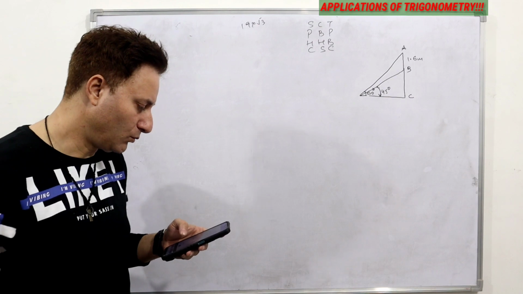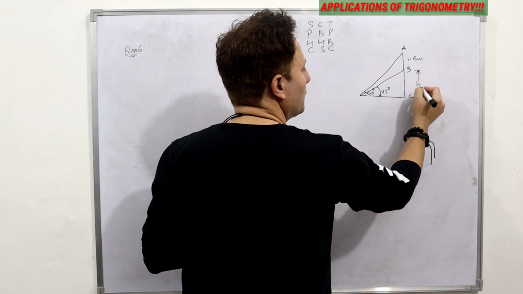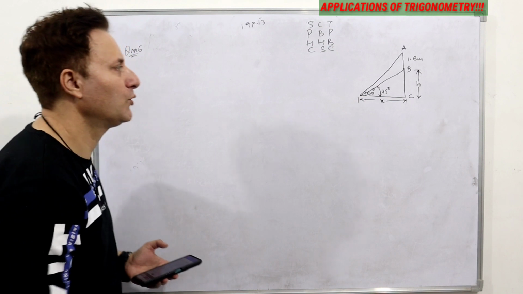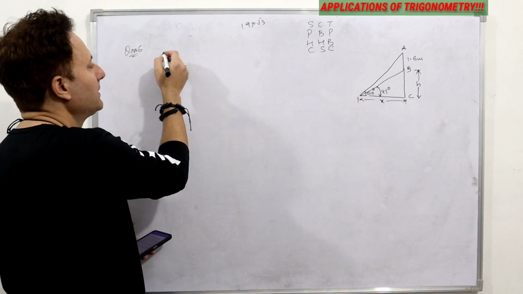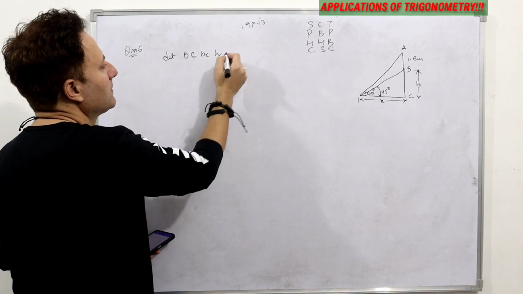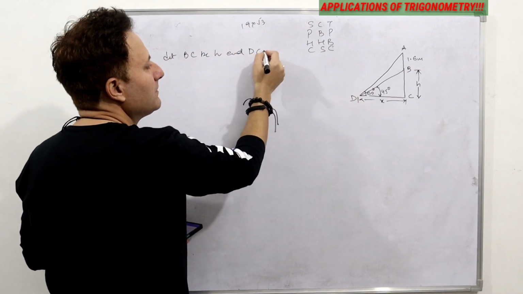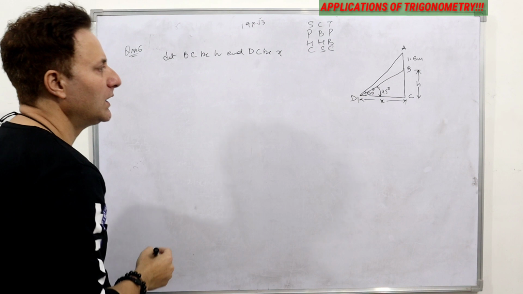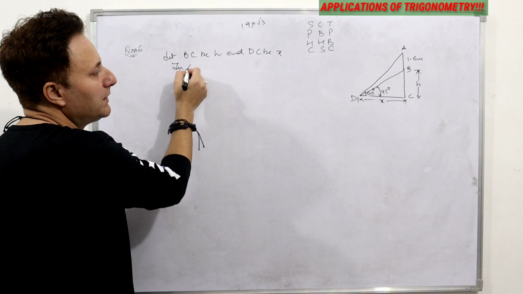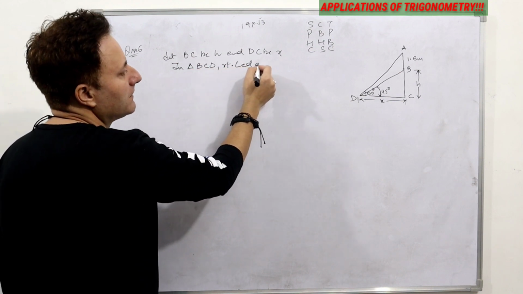Okay, guys, now what are we trying to find? We have to find the height of the pedestal. So this is what we need to find. It is almost the same as what we did in our previous question. So let's write here, let BC be h, and let's give it a name here, D, DC be x. Now I'll take the smaller triangle first. We'll say in triangle BCD, right angled at C.